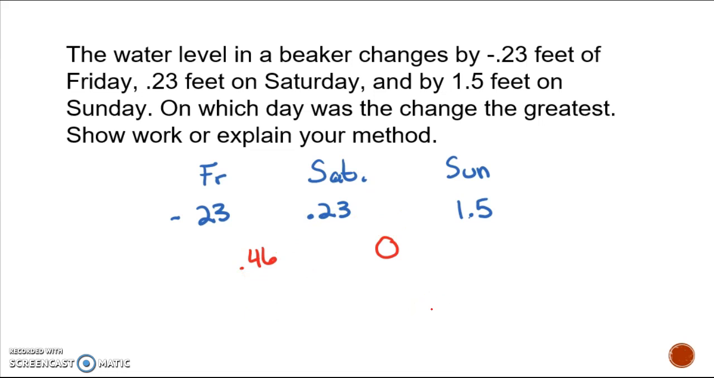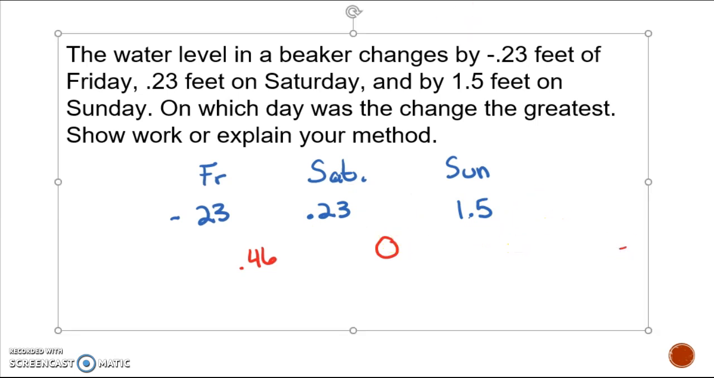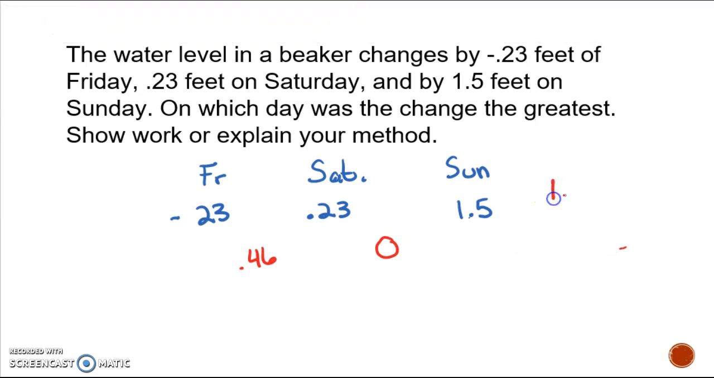Now, from Saturday to Sunday, I went from 0.23 to 1.5. So to figure out what the difference is there, I have 1.5 minus 0.23. Remember, when we're subtracting, we line up the decimals. That's 10, it's 4, so 7, 2, 1.27.